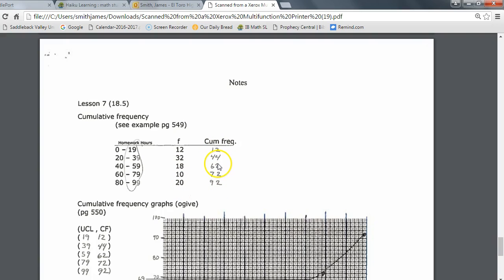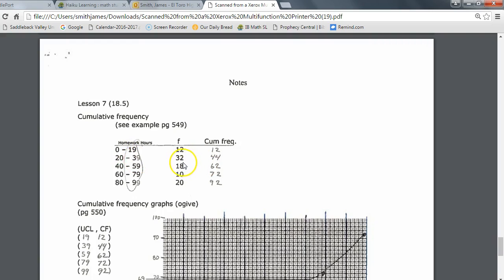This is your cumulative frequency column, and just like the word cumulative suggests, we are adding as we go. So if you look right here, from 0 to 19, we have a total of 12 people. But as we move forward into the next class, the cumulative column adds everything from 0 all the way up to that point. And so we are adding 12 plus 32 to get this information. So this 44 represents the total from 0 to 39.